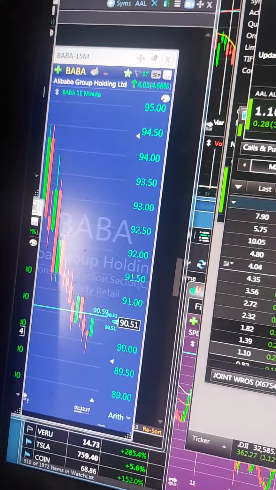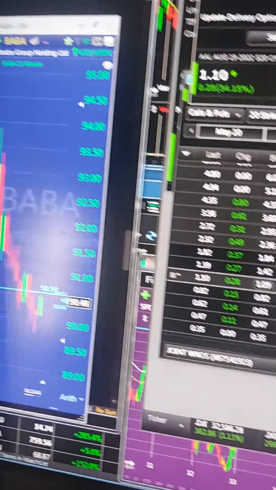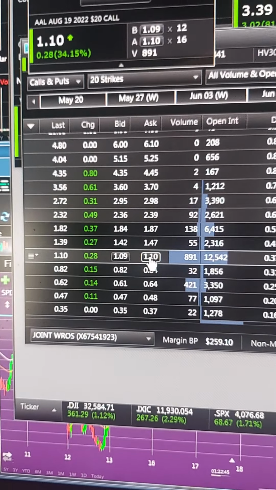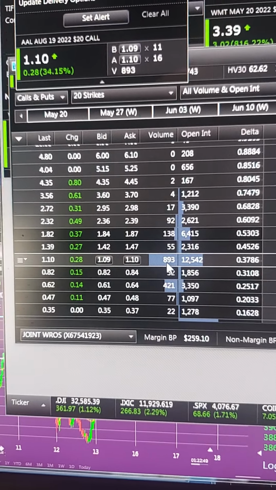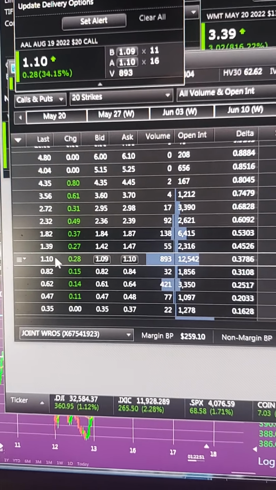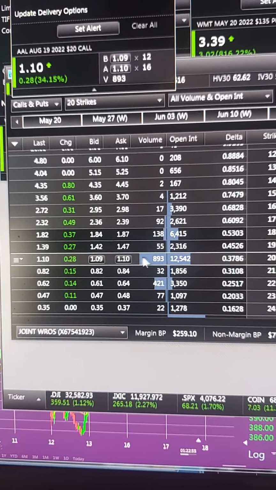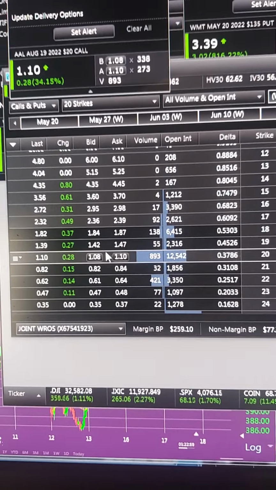The options in play, well, it's not showing it as clearly. Here's the August 20 calls right here. They're at 1.10, 1.09, 1.10. So that's getting a bunch of volume in here. It's a few months out, so it should give you plenty of time. And if this heads up to that 19.20 area in the weeks ahead, this should have a nice percentage gain. So it looks like a good trade to me.